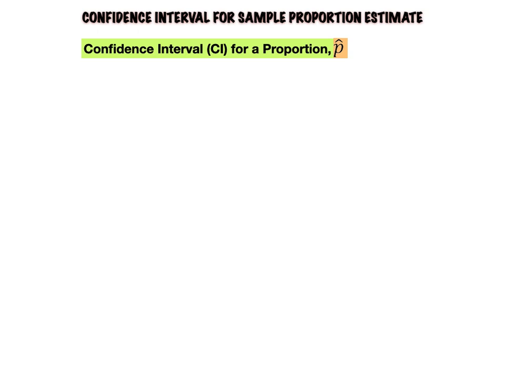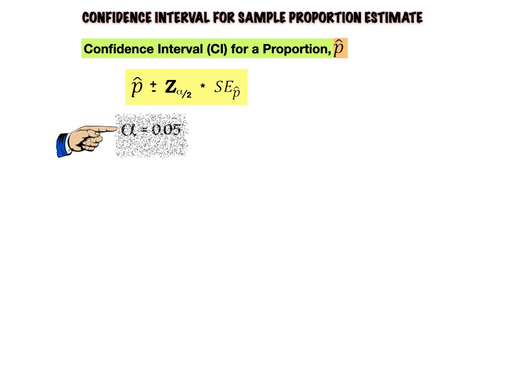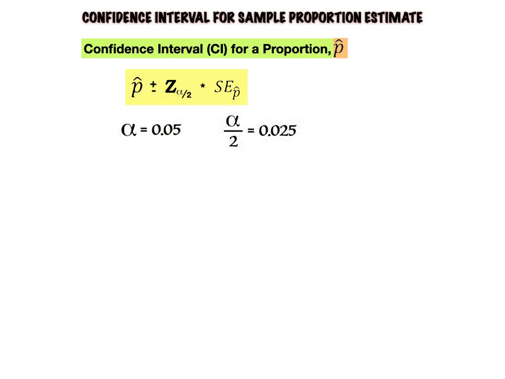Recall from the Part 1 video the equation for the confidence interval for sample proportions. It is p hat plus or minus the z-score for a set error rate, alpha, times the standard error of proportion. Remember that the alpha is usually, but not always, set to 0.05 and has to be split between both tails, so the z-scores are for half alpha. Also, we use the standard error and not the standard deviation.